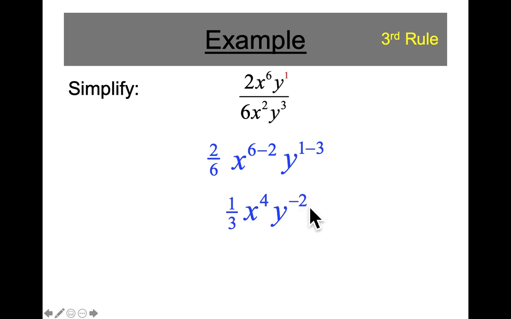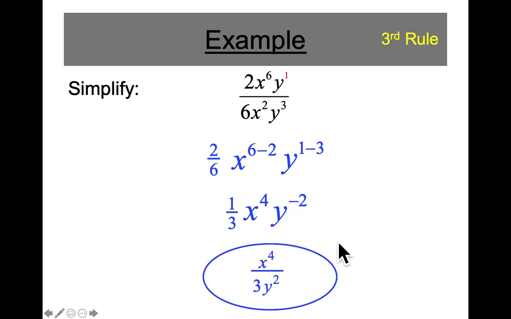We don't want any negative exponents in our answer, so we're going to have to go ahead and manage this piece by putting the y squared in the denominator. And so our final answer becomes y to the 4th over 3 times y squared.